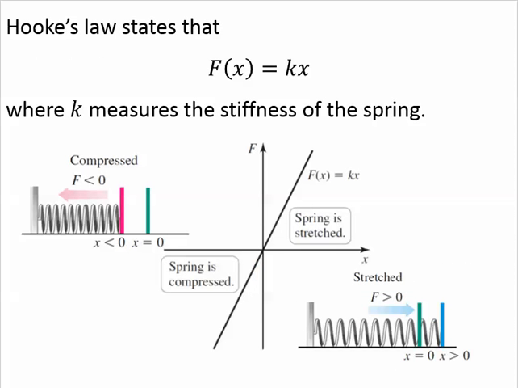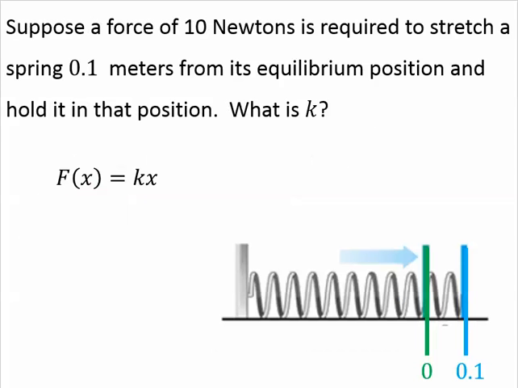Hooke's law states that the force required is K times x, where K measures the stiffness of the spring. Suppose a force of 10 newtons is required to stretch a spring 1/10 of a meter from its equilibrium position and hold it in that position. What is K?